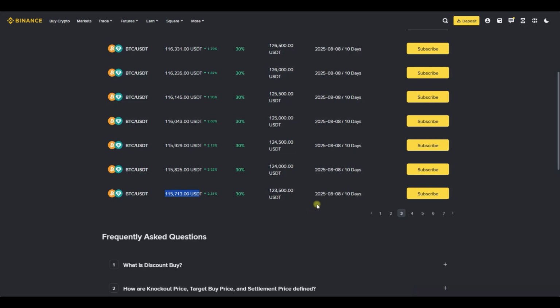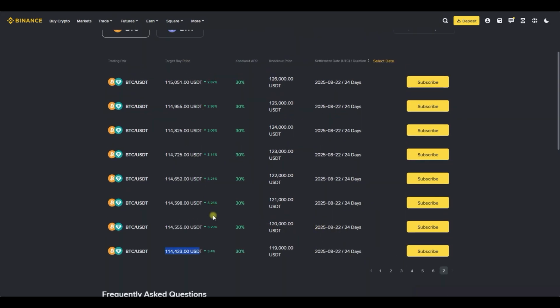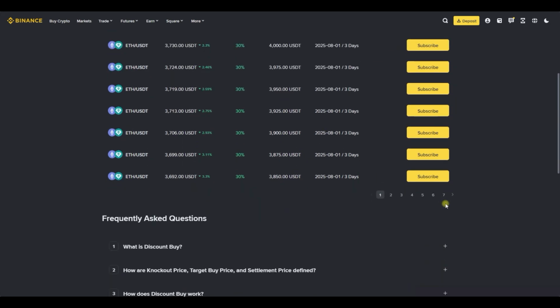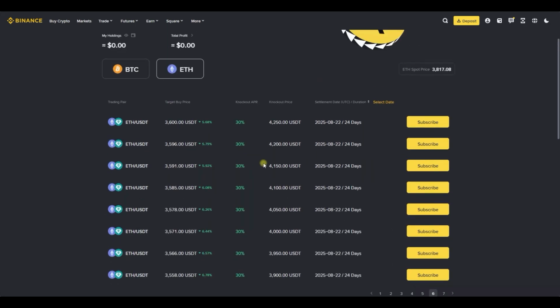And keep in mind, everything I've explained so far doesn't just apply to Bitcoin, it applies equally to Ethereum as well. The entire process, including all three possible scenarios we've discussed, functions in exactly the same way when you're dealing with Ethereum. So that pretty much wraps up this guide.